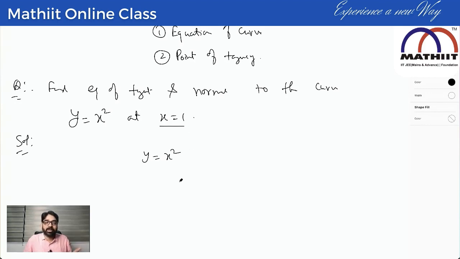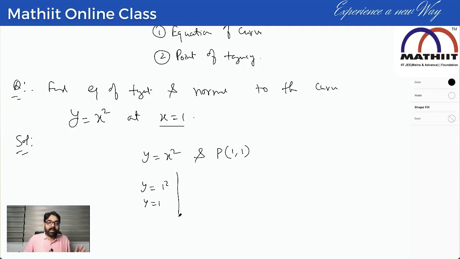Don't run behind solving the question. I know everybody can solve it. Listen to how I'm thinking and how I'm doing it, because the next question you have to solve. So watch carefully. x equal to 1. The curve equation is there. The point of tangency is not fully given, only the abscissa is given. Try to recall: the point of tangency always lies on the curve. So x equal to 1 will lie on the curve. So y will be what? y equal to 1 square, that means y equal to 1. Now the point of tangency is also ready: 1, 1.